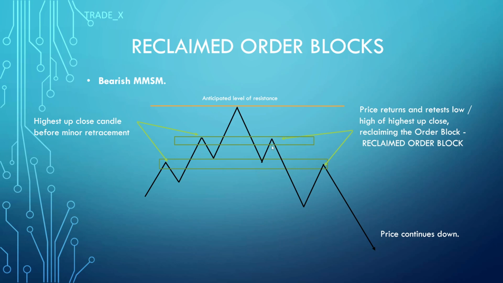This is where we frame our entries. We're looking for price to return into the highest up close candle, and for me personally, I always like to take the top of the body. That's just my preference. And then price returns lower. If you miss this entry, you can wait for price to return higher, and we're looking for the highest up close candle in this drive higher. That would be your second entry.